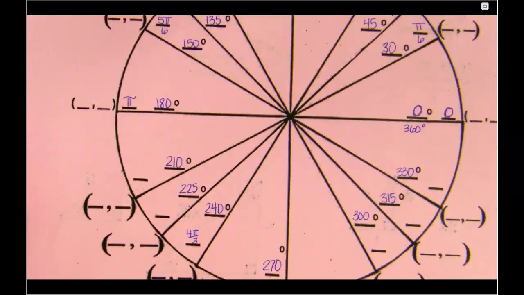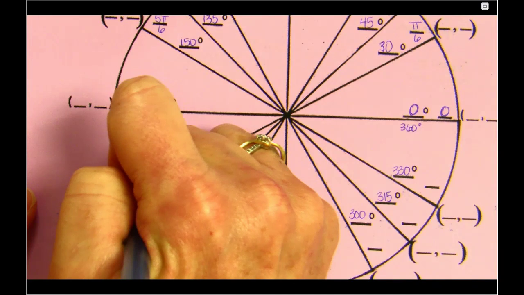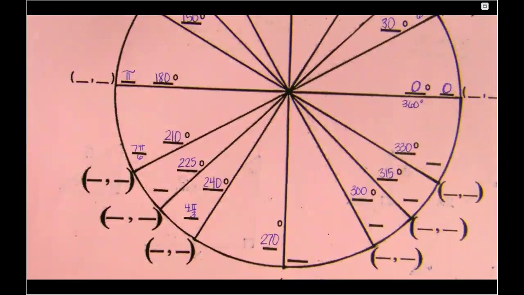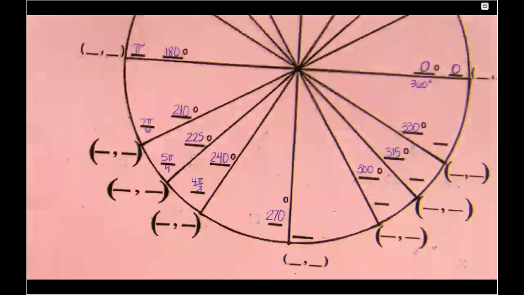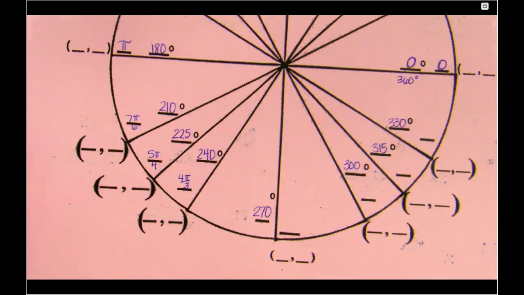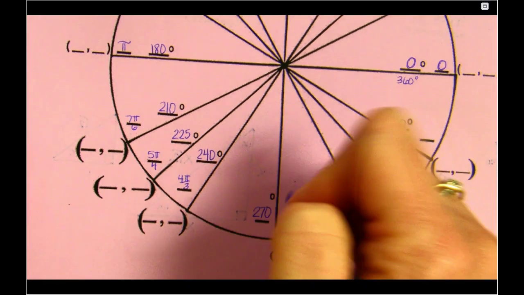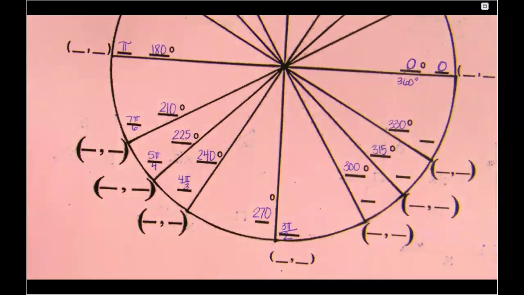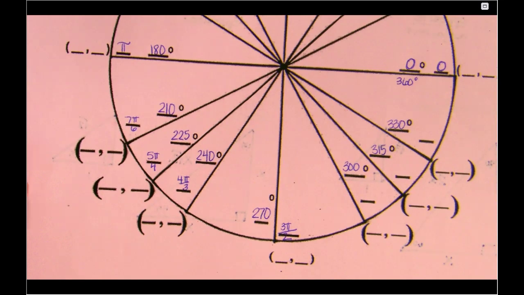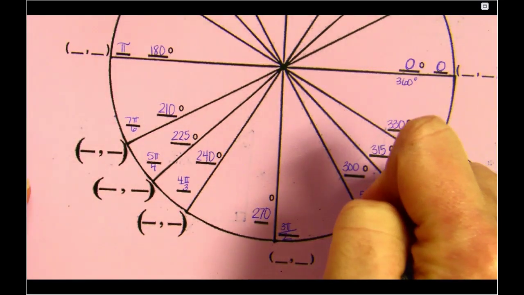Christian, what'd you get for 210? 7 pi over 6. Andy, how about 225? 5 pi over 4. Okay. 270. Trevor, did you get 270? 3 pi over 2. 300. Connor, what'd you get? 5 pi over 3.